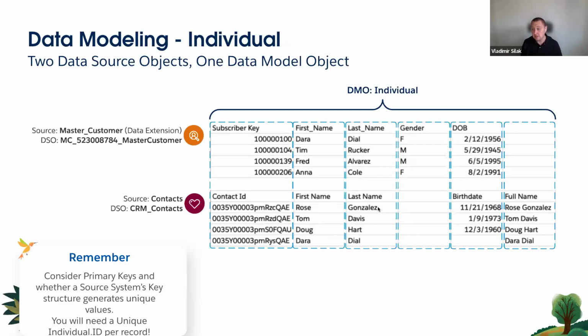Some information might exist in one source, but not the other. It's all absolutely fine. So you choose which fields you need to map, and you flag them into respective fields on the target individual DMO in this particular case.